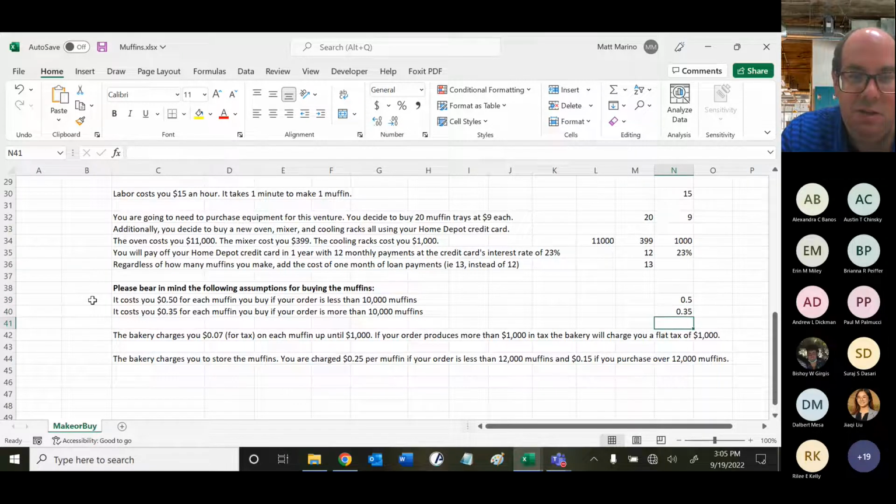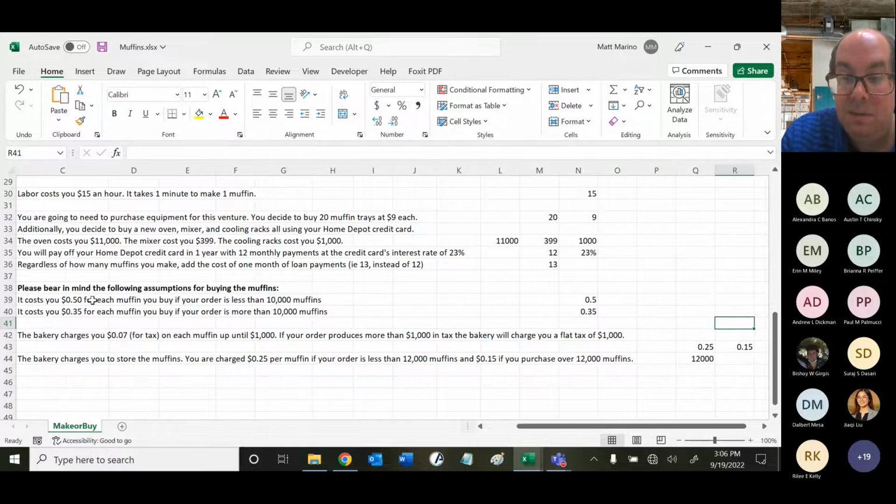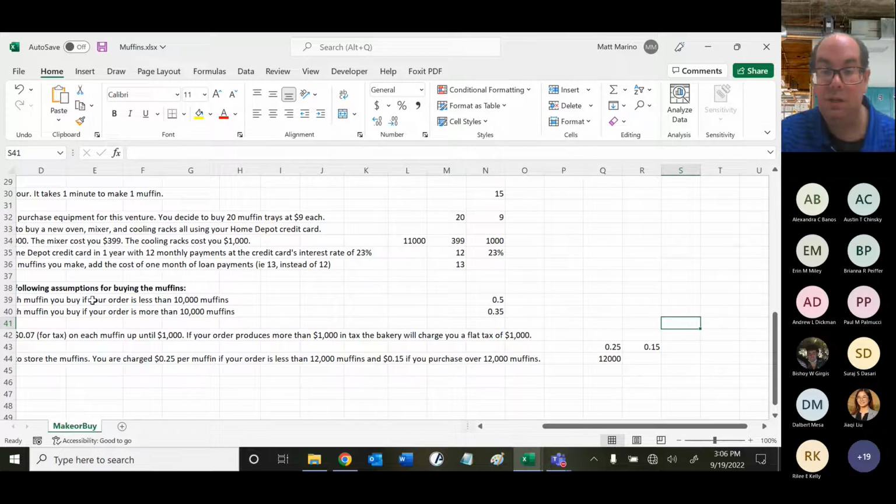Then it says the bakery charges you 7 cents for tax on each muffin up until 1,000. If your order produces more than 1,000 in tax, the bakery will charge you a flat tax of 1,000. The bakery charges you to store the muffins. You are charged 25 cents per muffin if your order is less than 12,000 muffins, and 15 cents if you purchase over 12,000. So here we have the 25 cents, the 15 cents, and the 12,000.